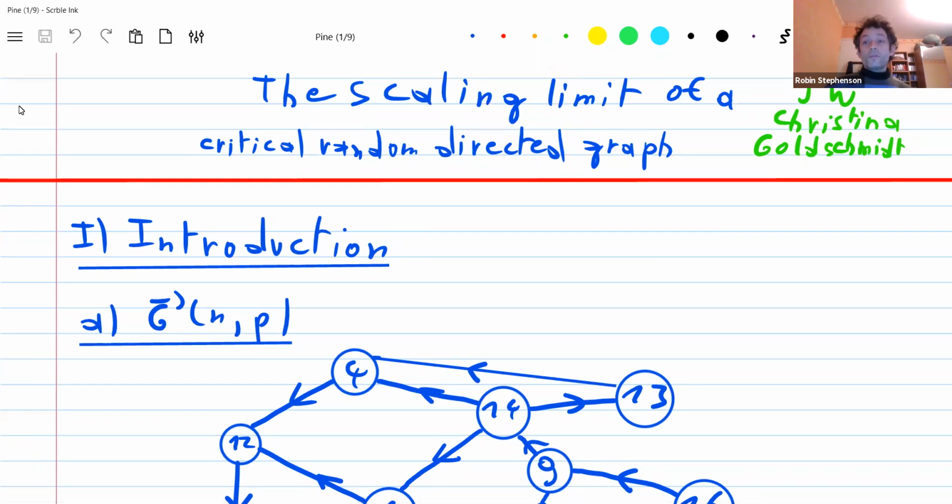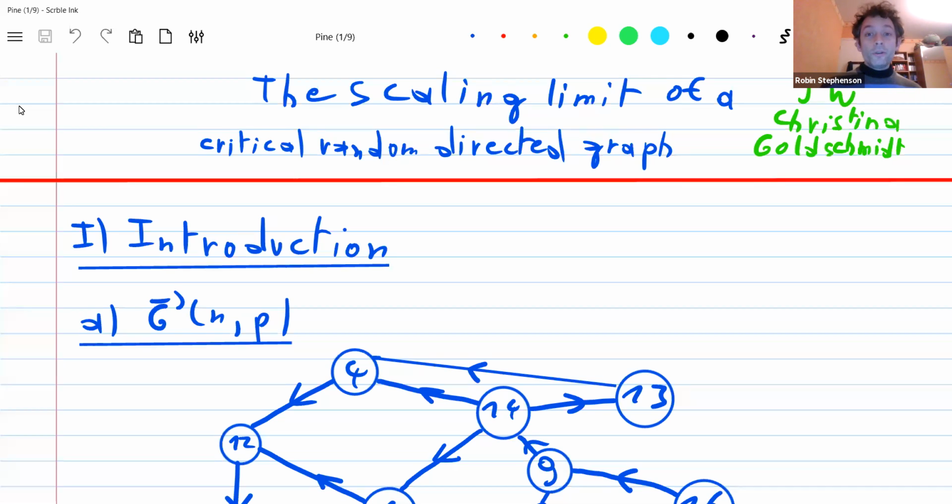There you go. So this is joint work I did with Christina Goldschmidt when I was a postdoc in Oxford. There's a paper on arXiv, but we're currently revising it. So if you want the paper, you're better off just asking me about it.